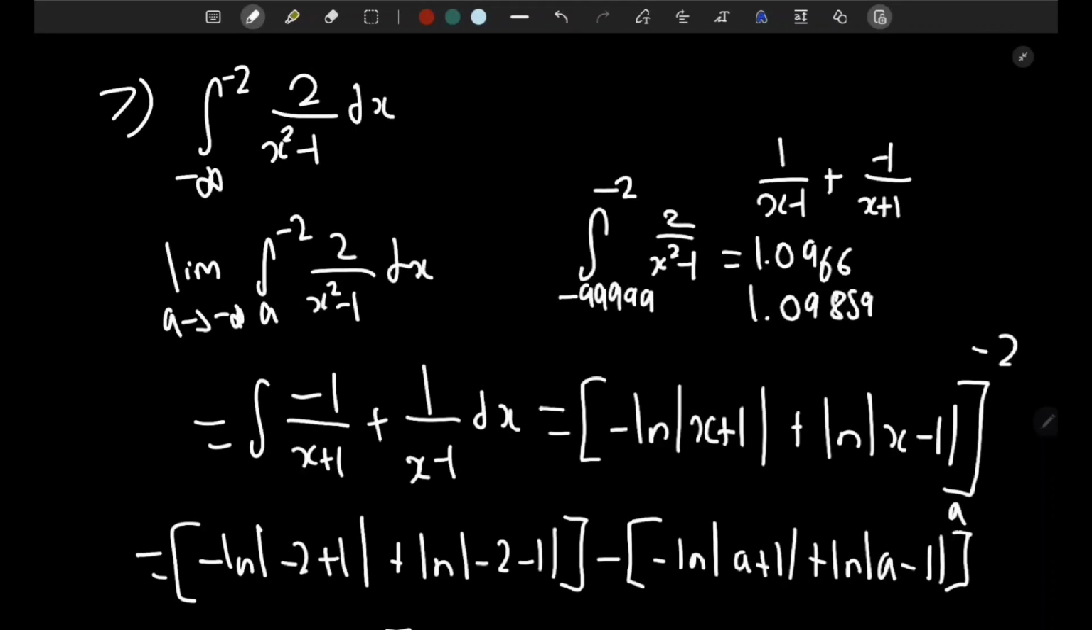Now let's try with 10 9s, so 1 2 3 4 5. Now we realize that we are converging to a number. We are not going to positive infinity or negative infinity, and here we got the answer of 1.09861, which is ln 3 if you do that on the calculator also.